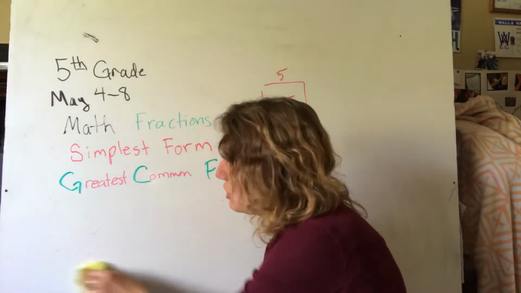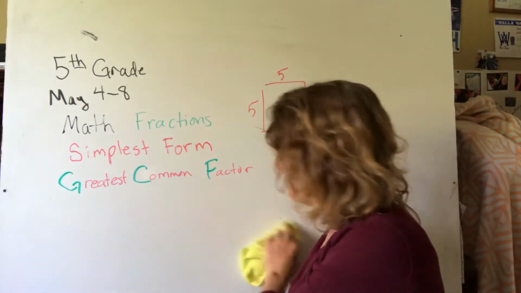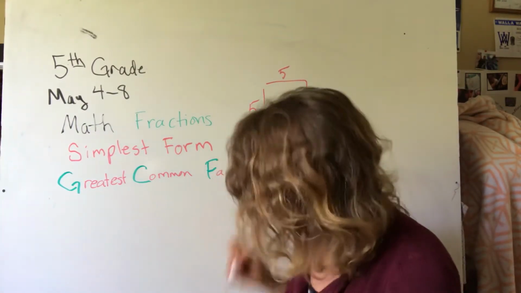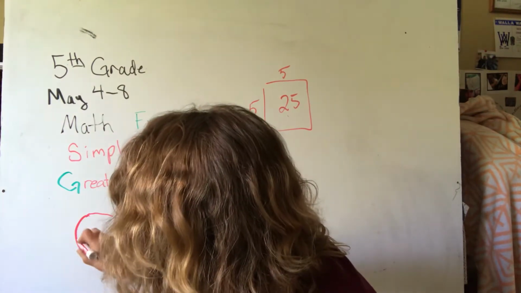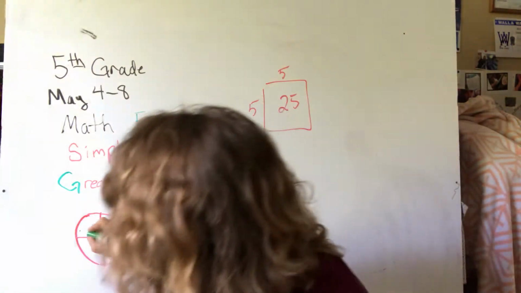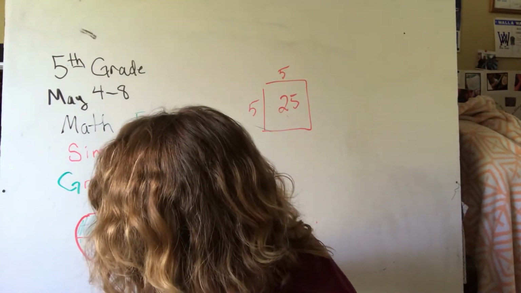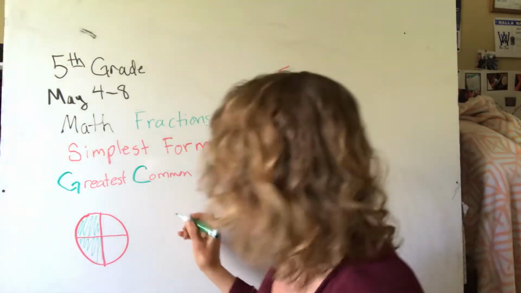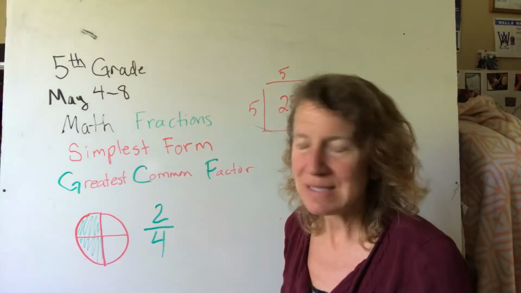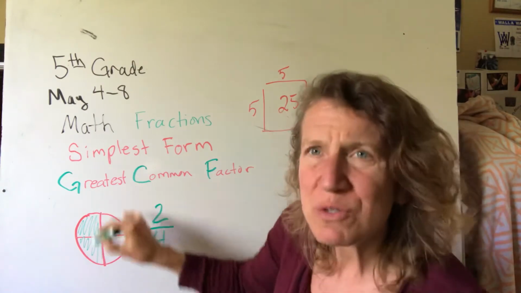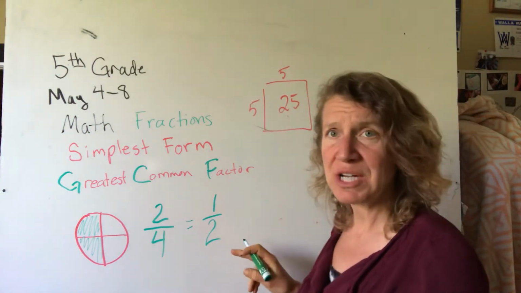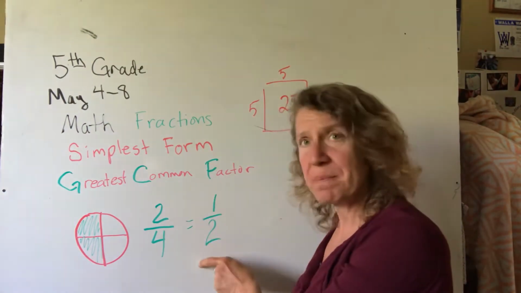that means that we're looking for the smallest numerator and denominator possible. I'm going to give you an easy example. If I have my circle and it's cut into fourths, and 2 of those fourths are shaded, sure, I could say that's 2/4. But that's not the easiest way to say this. If 2 of those fourths are shaded, really 1/2 of that circle is shaded. This is the simplest form.